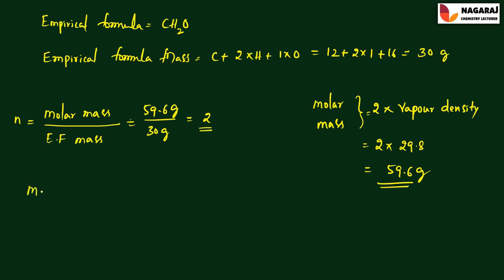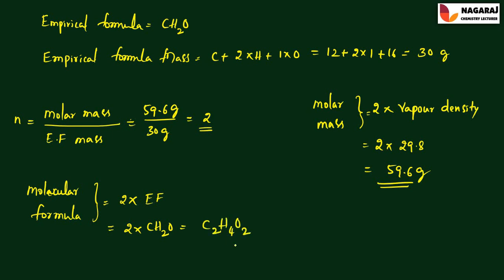So the molecular formula is equal to 2 into the empirical formula. That is 2 into CH2O, that is C2H4O2. So the molecular formula of the compound is C2H4O2. That is, in this problem we have learnt how to calculate the molar mass if they have given the vapor density of the compound.